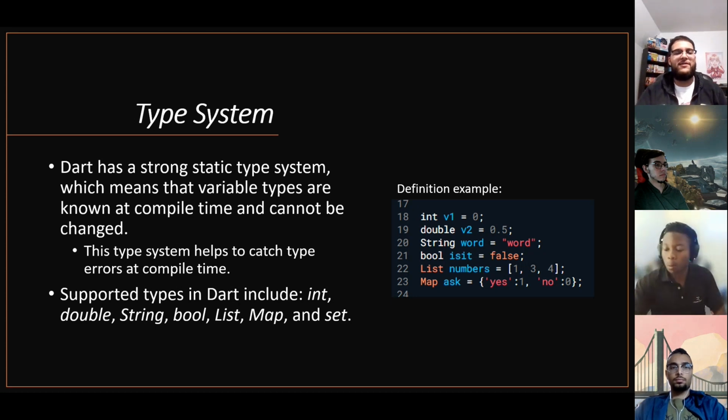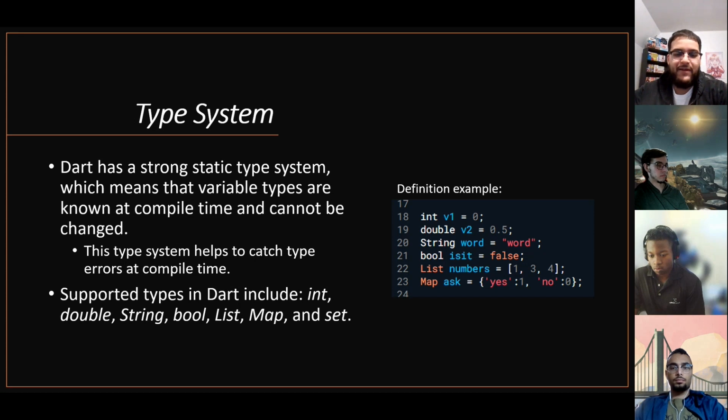So for the type system, Dart has a strong static type system, which means that variable types are known at compile time and cannot be changed. This kind of type system helps with catching type errors at compile time and also with keeping the flow of your program much smoother. On the right over here, you can see the variable types that are available in Dart. So we have integers, doubles, strings, booleans, lists, and maps. And you can see right here how they're defined.